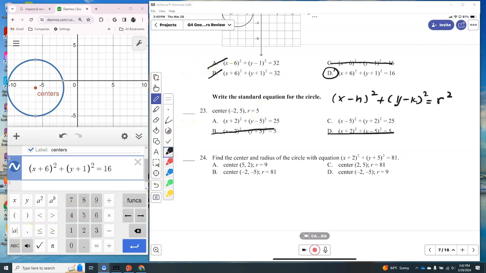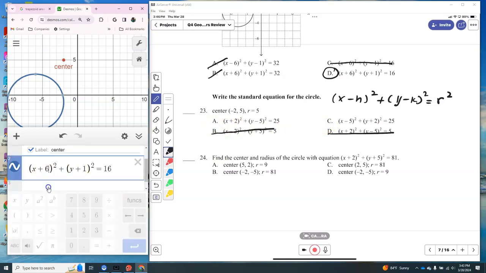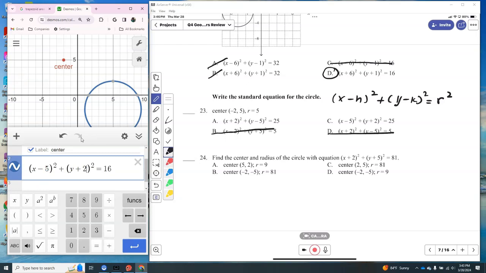So I'm going to go ahead and pause it. So right now my circle isn't in the right location. We want the center up here, at -2, 5. So it's either going to be A or it's going to be B. So let me write x minus 5 and y plus 2. That is not in the location. So now we're going to go ahead and type x plus 2, and then we have y minus 5. And there it is. So your answer is A.